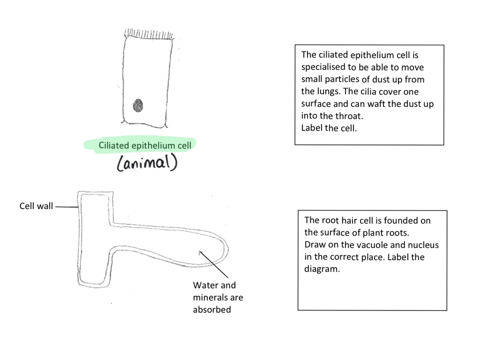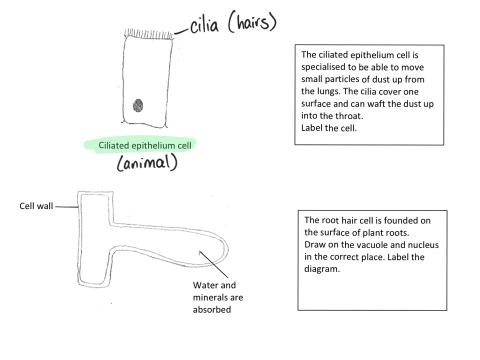The job of the ciliated epithelium cell is to move dust up from the lungs and move it out when you essentially cough. You can see that on the top of the cell they have these tiny hairs, and those hairs are called cilia. Those are tiny hairs that will waft back and forwards to bring up dust from your lungs into the throat, combine it with mucus, and then you'll be able to cough it up.